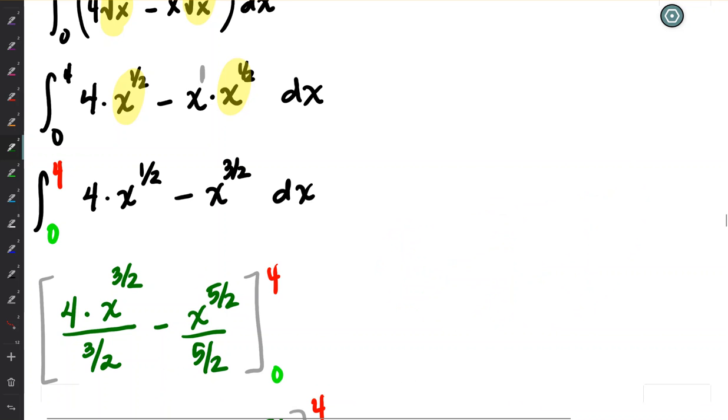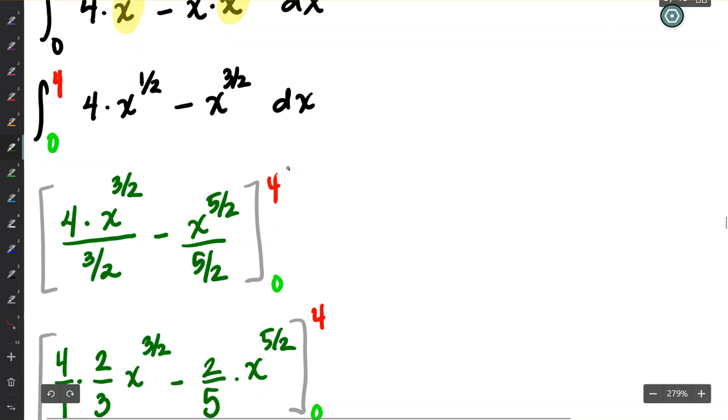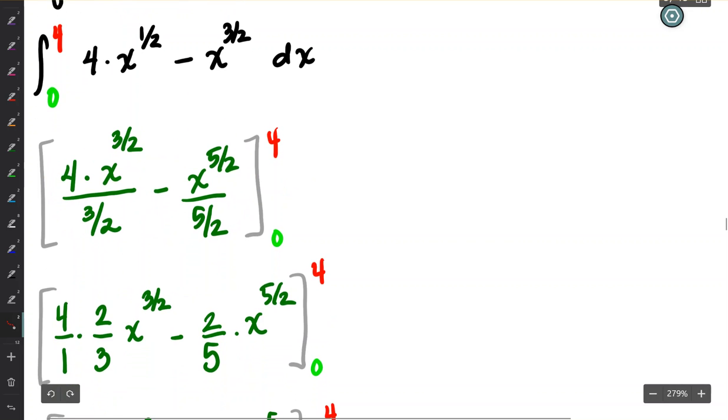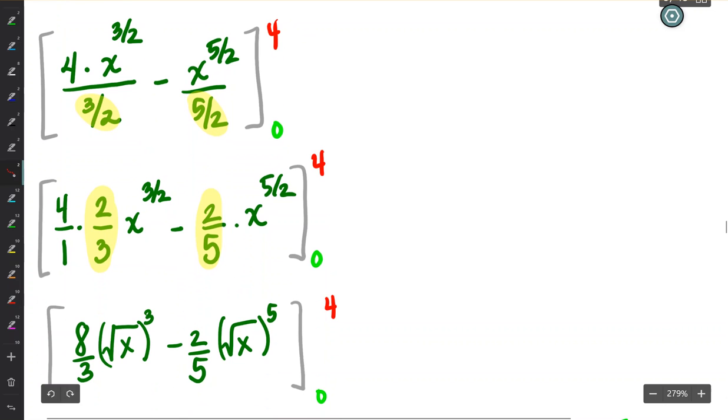Now, before I go ahead and plug in these endpoints using Fundamental Theorem of Calculus Part 2, let's just clean up our arithmetic in here so that it makes it easier to evaluate when we plug in, right? So division by 3/2 is multiplication by 2/3. Division by 5/2 is multiplication by 2/5. Multiplying my fraction straight across here, 4 times 2 is 8, 1 times 3 is 3.